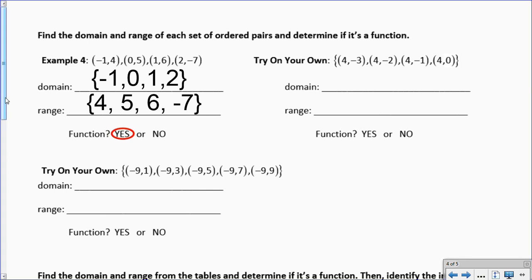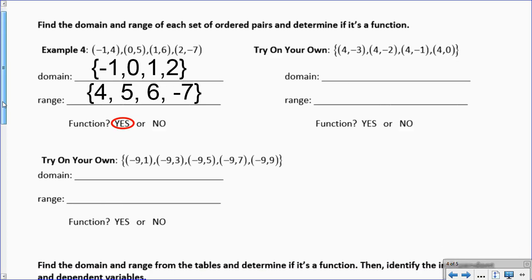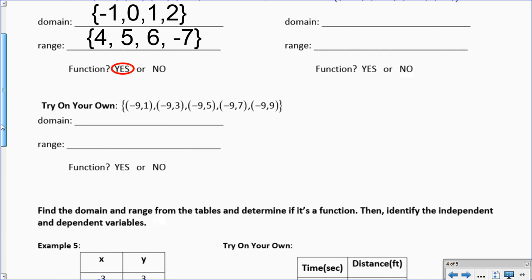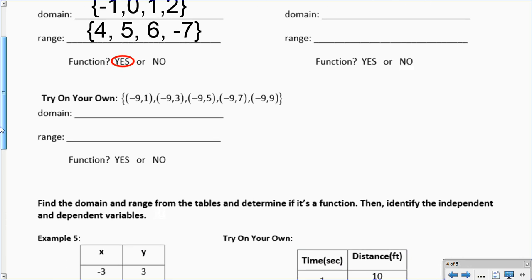Here's my little hint. No repeats in your domain and range. Okay? So if you have a number that repeats more than once, just write it once in your domain. Just write it once in your range. You don't have to write it 4 or 5 times or however many times it shows up.